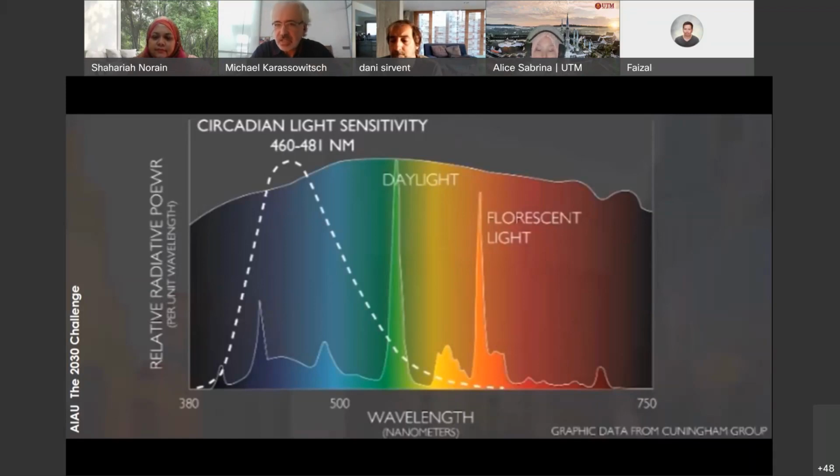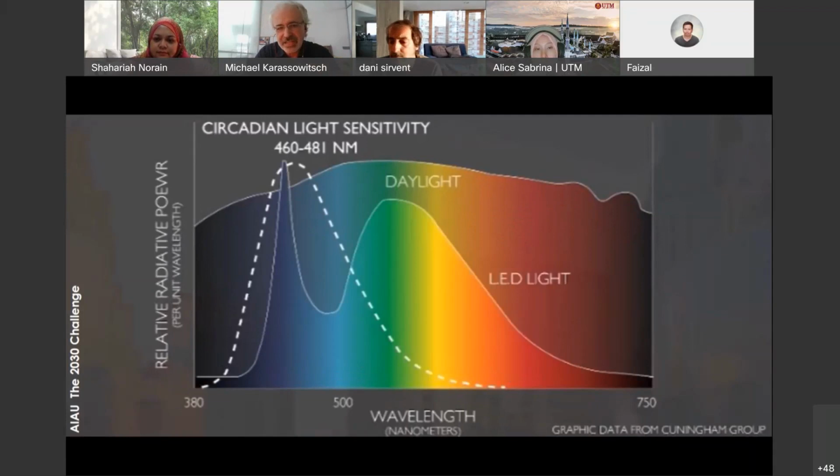Your body's metabolism goes out of track. You need to see that. And you can see that fluorescent light doesn't respond to that frequency at all, so you wouldn't pick it up. Now, LEDs can be tuned. So what they've done is make LEDs spike at the circadian light frequency in order to help you.